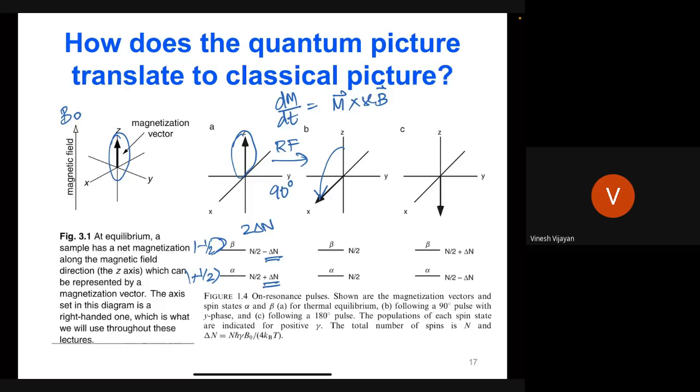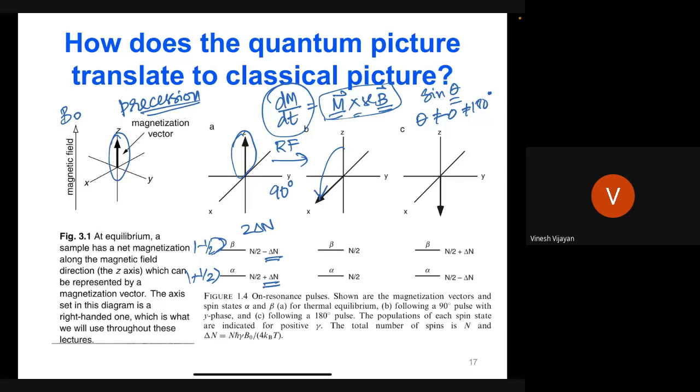I'll just show you some animations to make you understand that when you have a certain magnetization along a given field, and if the angle between them is non-zero, remember it's a cross product that goes with sine theta. So when theta is not equal to zero or 180 degrees, what will end up happening? The cross product will be non-zero, and therefore you will have a rate of change of magnetization. That is the process that I'm calling precession.